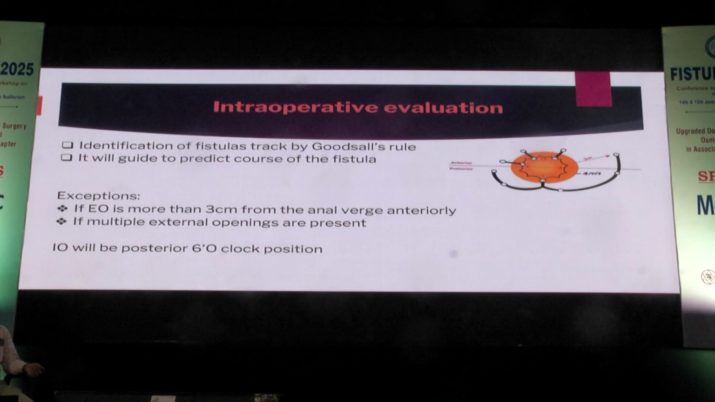If the external opening is more than 3 centimeters from the anal verge, the internal opening will be at the 6 o'clock position. It will take a curved path. And if multiple external openings are there, then also, as an exception to Goodsall's rule, it will take a curved path.